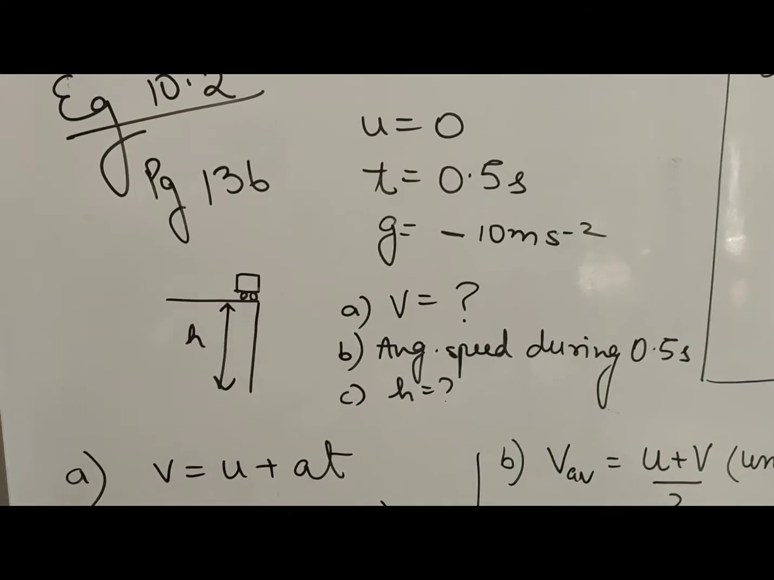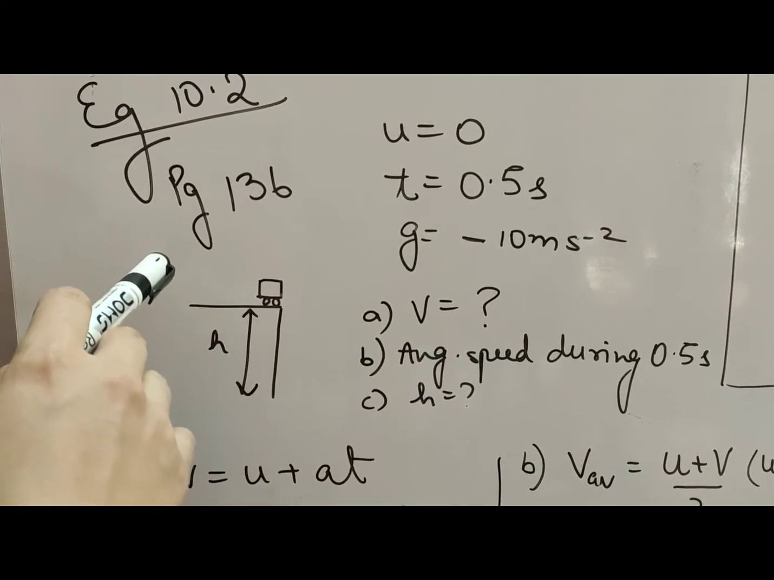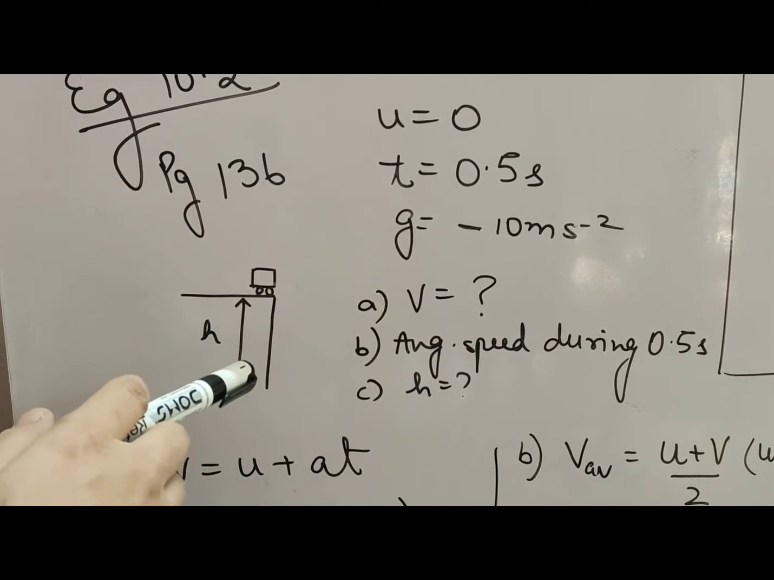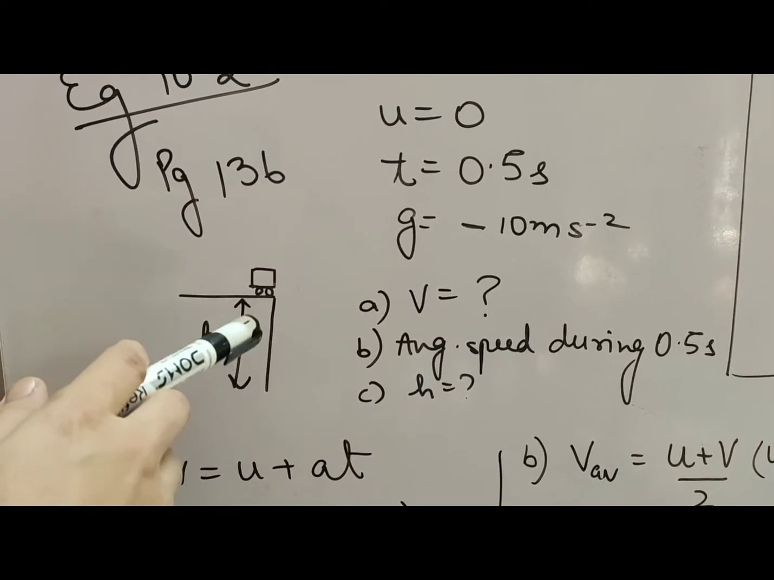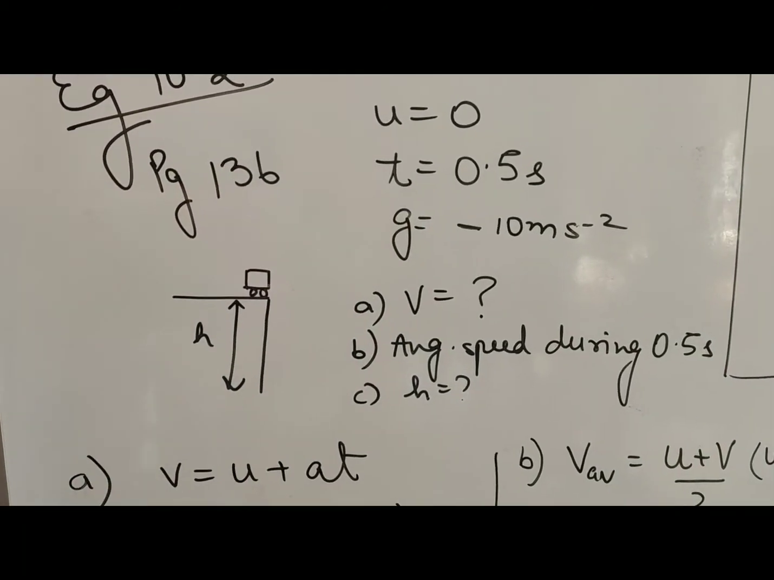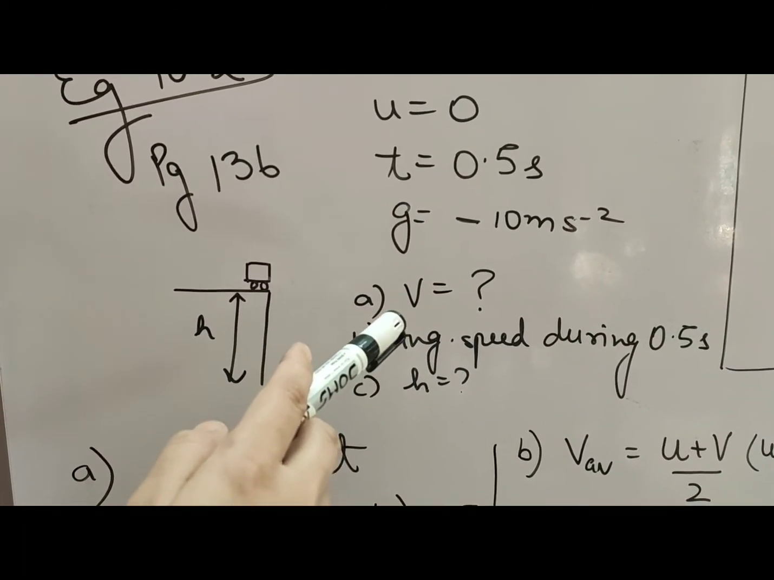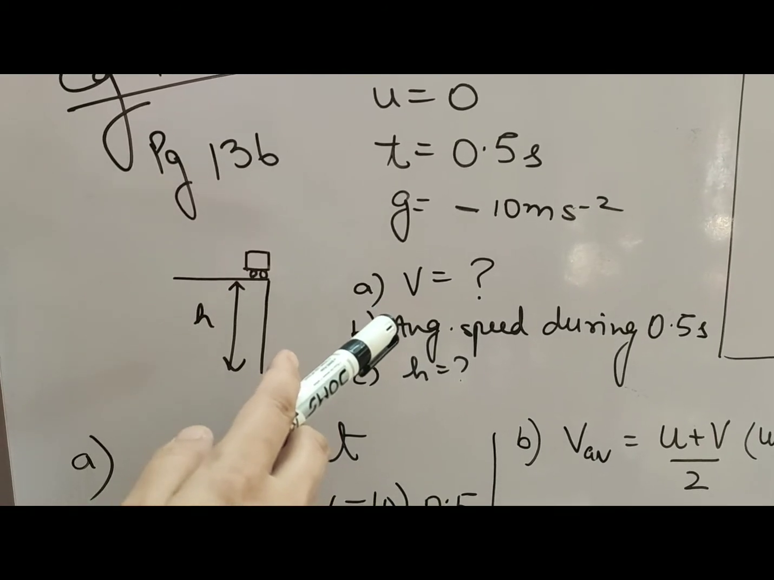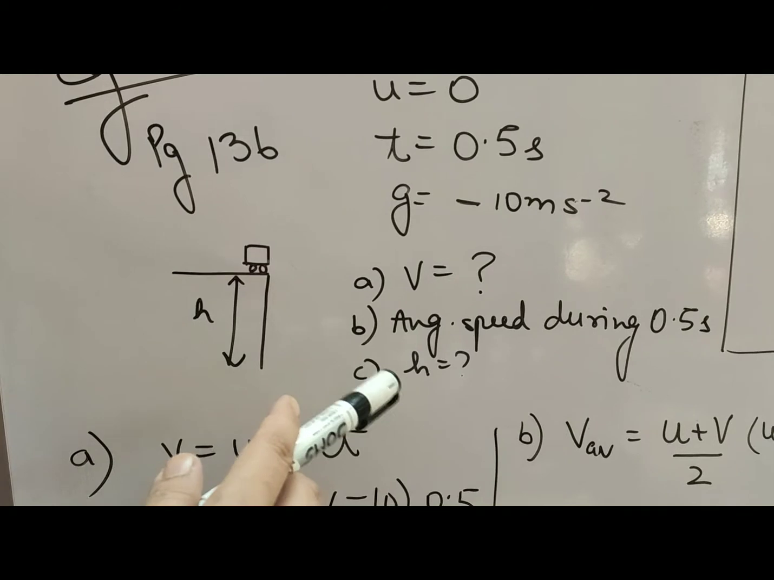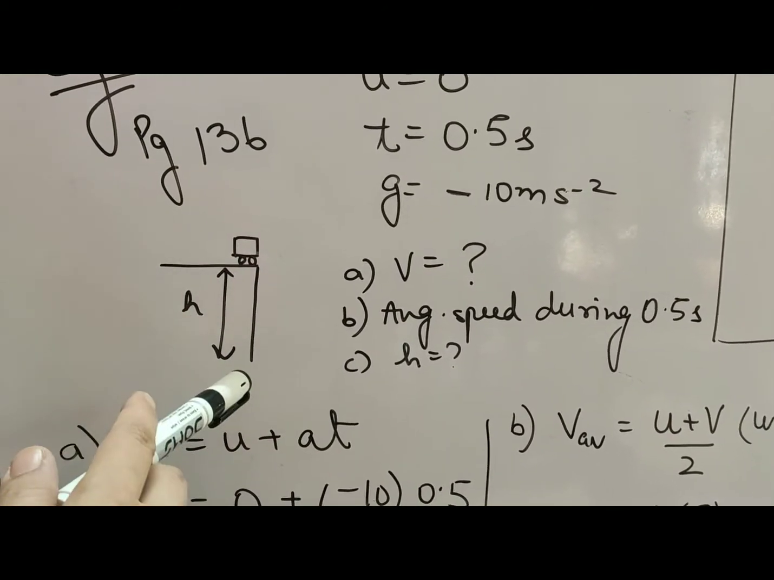Alright, so this is example 10.2, page 136 of your NCERT. It says that a car falls off a ledge of height say h, and it takes 0.5 seconds to fall. You have to calculate the speed of the car while it strikes the ground, the average speed during this 0.5 seconds, and the height from which it has fallen, the height of this ledge.